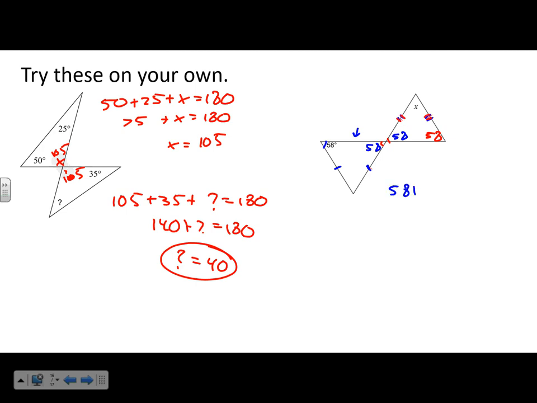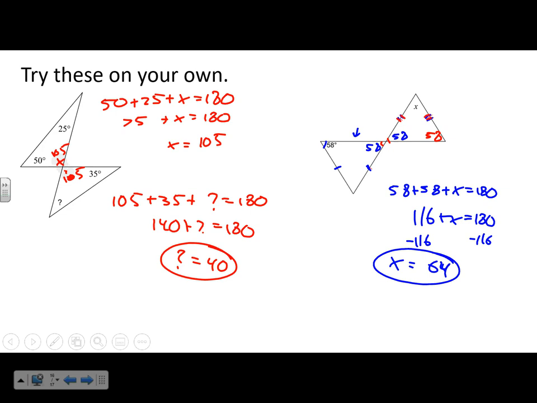58 plus 58 plus x is equal to 180. 58 and 58 is 116, I believe. Subtract 116. Ends up giving me 64.